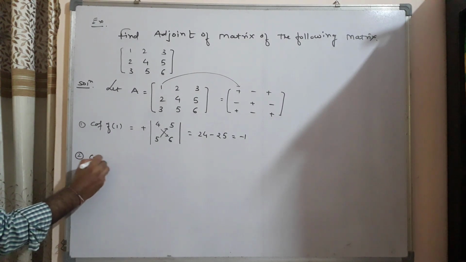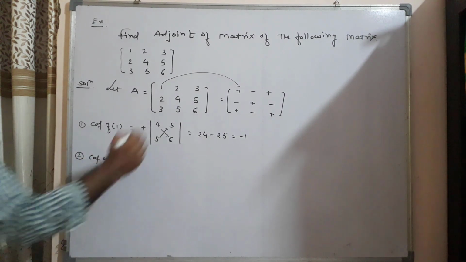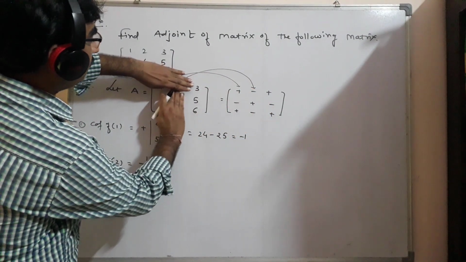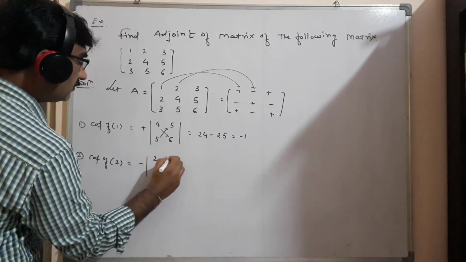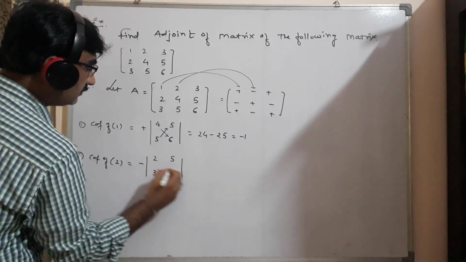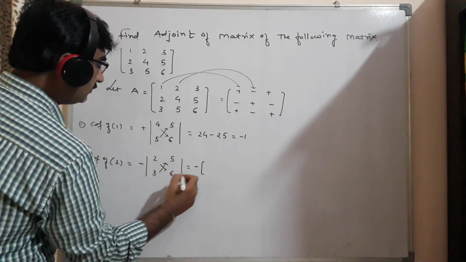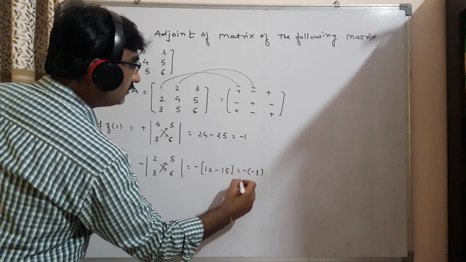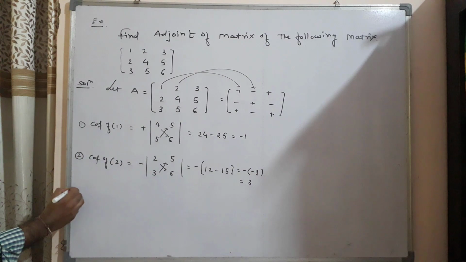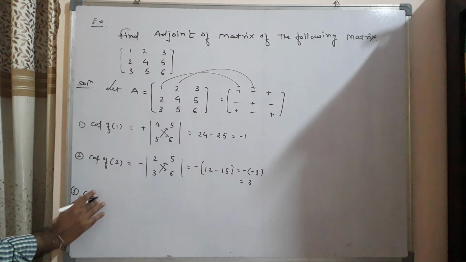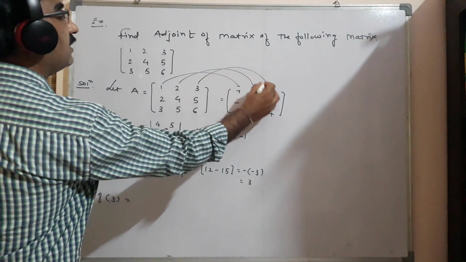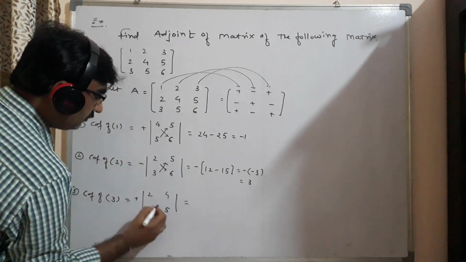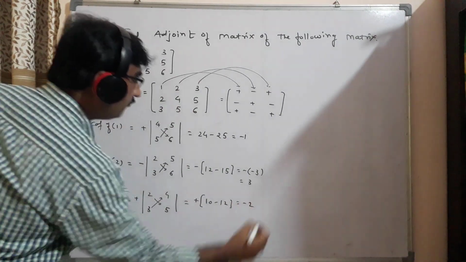Now second one, cofactor of 2. Now what is the sign of 2? So it is minus. Now drop this row and this column. We write 2, 5, 3, 6. Take calculation. Minus, 12 minus 15, minus of minus 3, that is 3. Now third, cofactor of 3. The sign is plus. Now drop this row and this column. 2, 4, 3, 5. Take cross multiplication. So it is minus 2.